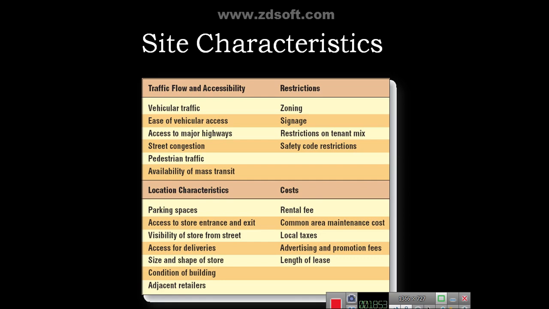Then length of the lease. So all these characteristics are evaluated one by one in detail, so that the retailer does not make any mistake in choosing a site. Okay, just recall. If you want to buy a site to construct your home, what you may do, you will also go for multiple checks.